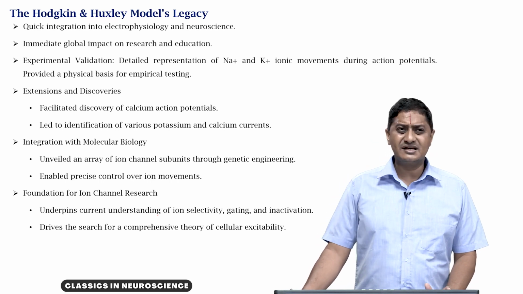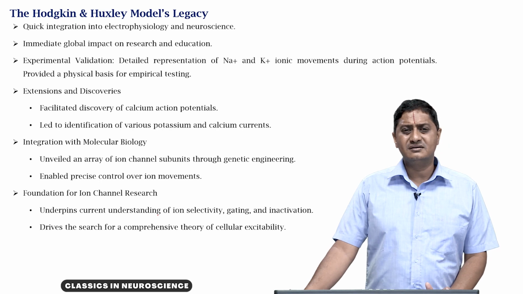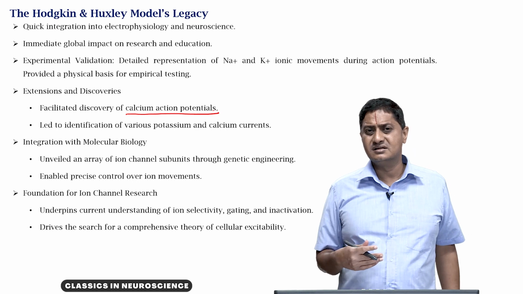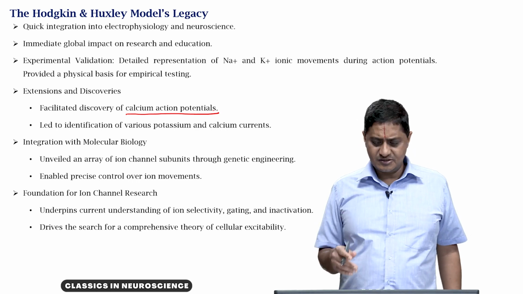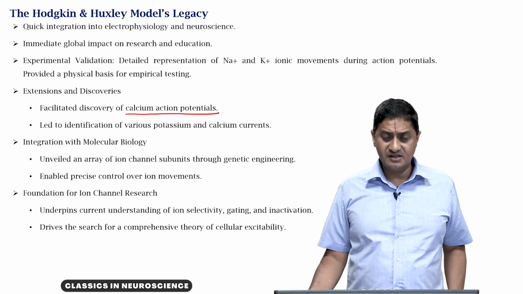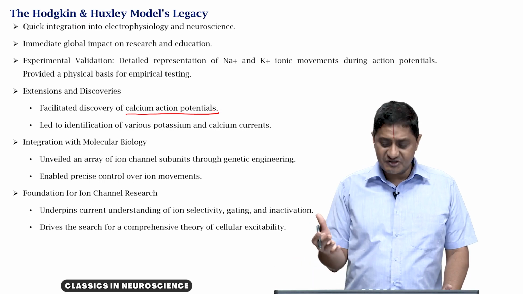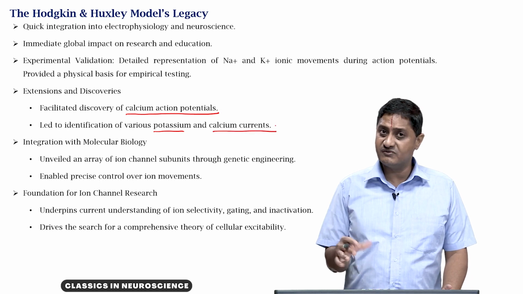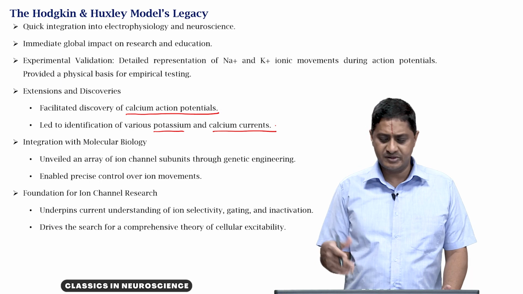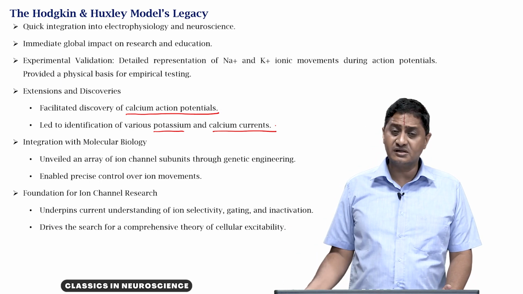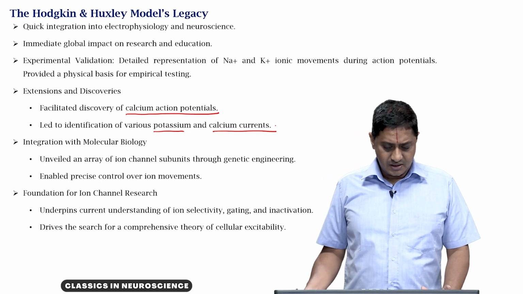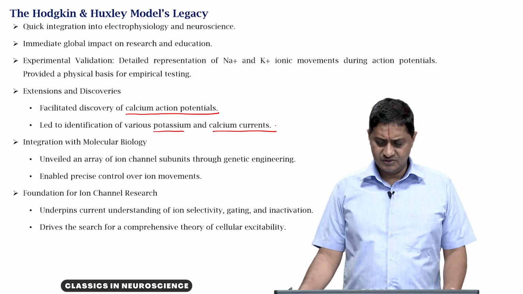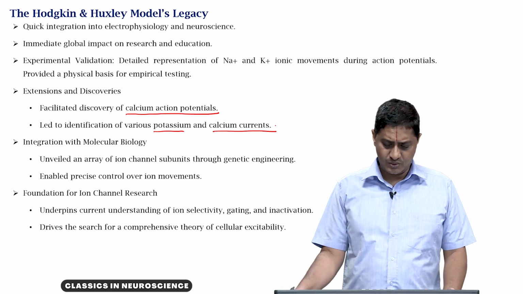Later, there was an extension of this work that led to the discovery of calcium channels and permeability and conductance of calcium channels and calcium based action potentials. It led to the identification of many different types of potassium currents and many different types of calcium currents. Potassium currents come in various ways, because there is a leaky current, for example, and many other forms of potassium current and many forms of calcium currents. It also unveiled a whole bunch of ion channel subunits through genetic engineering and enabled precise control over ion movements.